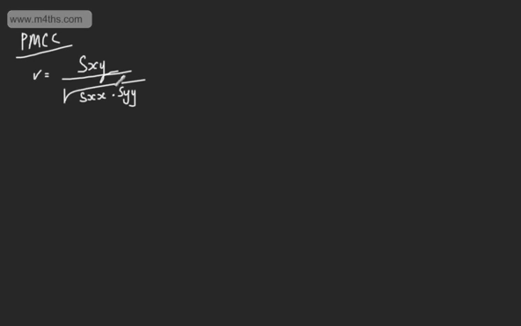Let's first look at these values right here. Let's take SXX. SXX is the sum of x squared minus the sum of x all squared over n.